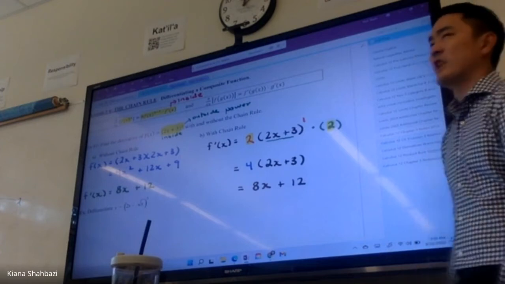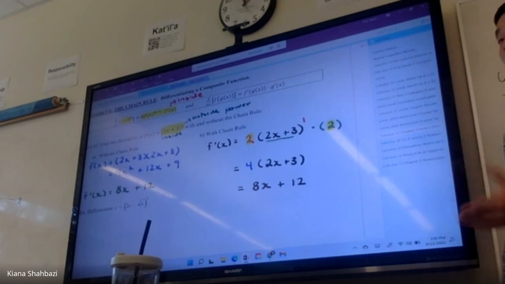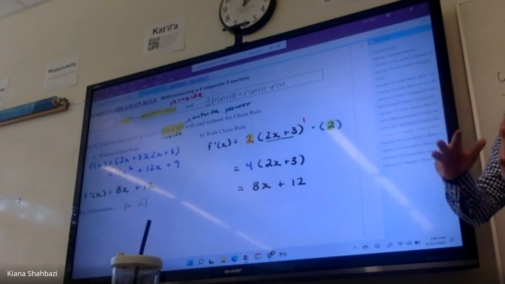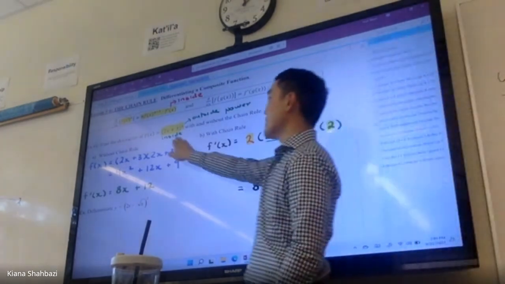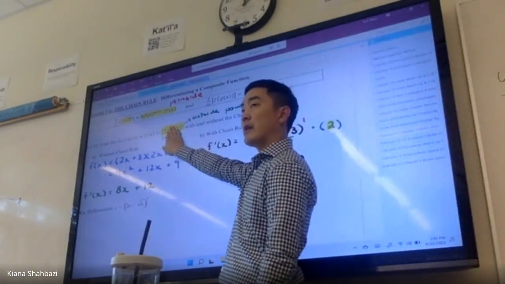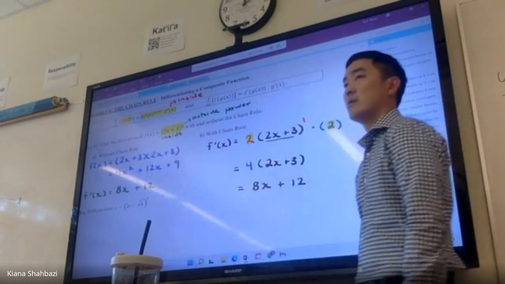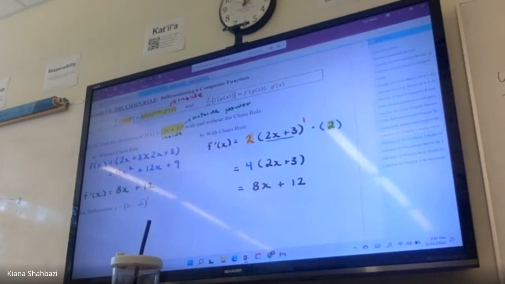You know what? Think of the chain rule as the name of another rule. There's a power rule, product rule, quotient rule, then chain rule. The chain rule has to do with composite functions. A composite function is when you have a function inside of another function. Like the main function here is really x to the power 2, and then the inside got replaced with 2x plus 3. That's what a composite function is.